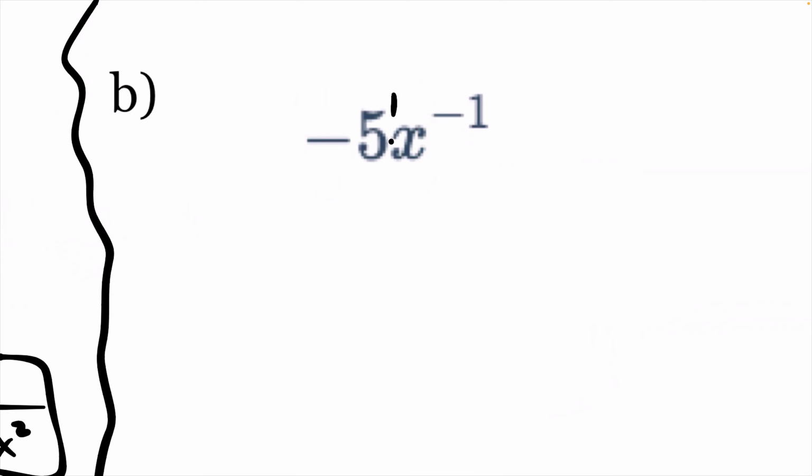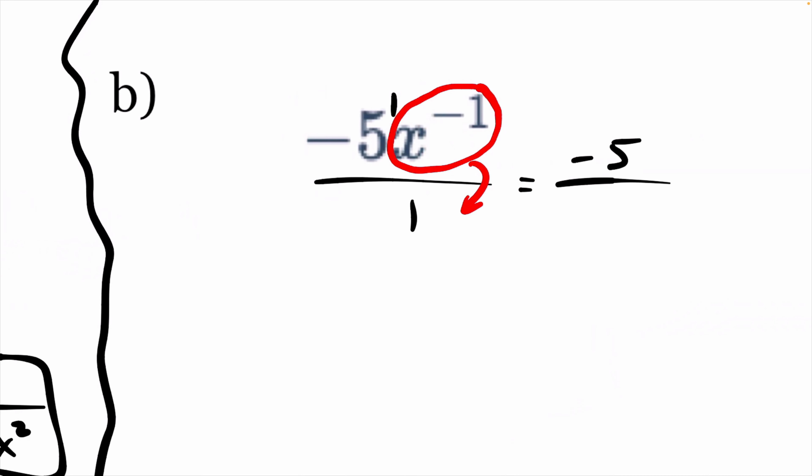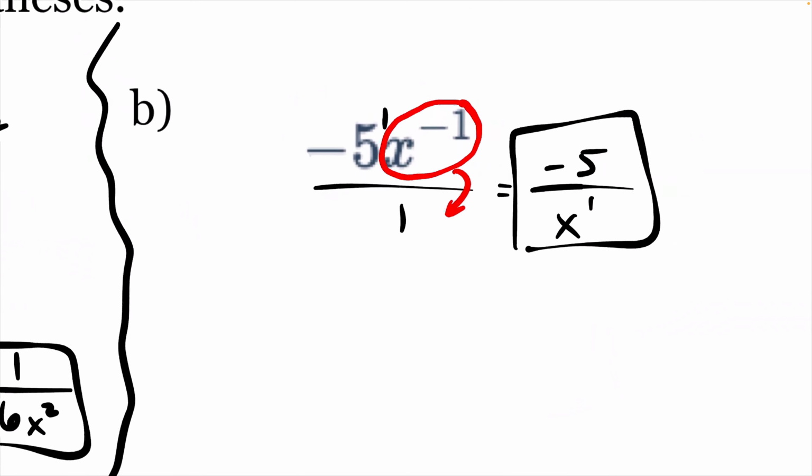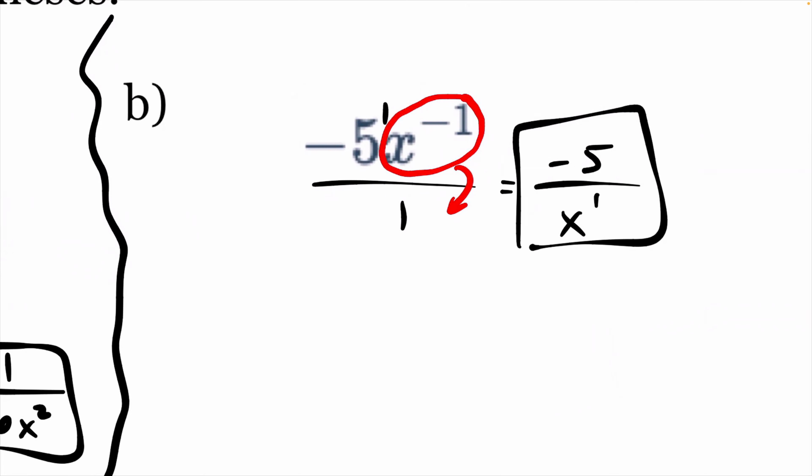Negative exponents. Well, there is no fraction, so that means it's on top. Move it to the bottom. So negative 5 to the first power, x to the first on bottom. You're done. Negative 5 stays on top.